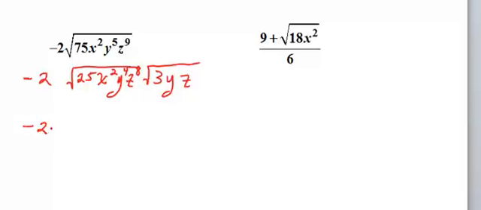We have negative 2 times the square root of 25, which is 5. Half the exponent, so we get x to the 1st power. Half the exponent, so we get y to the 2nd power. Half the exponent, so we get z to the 4th power. And of course, we keep the square root of 3yz.